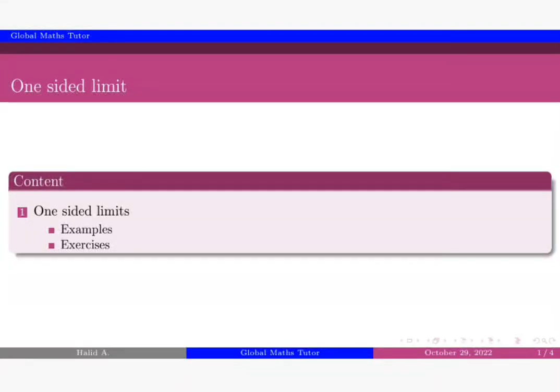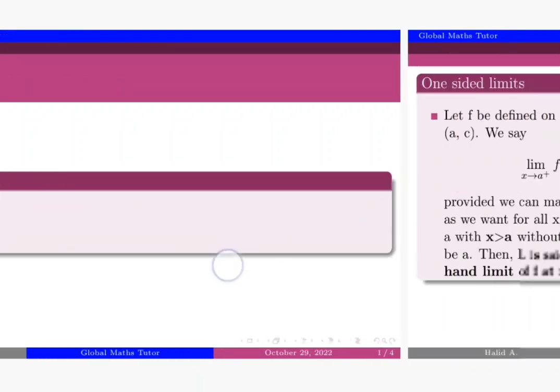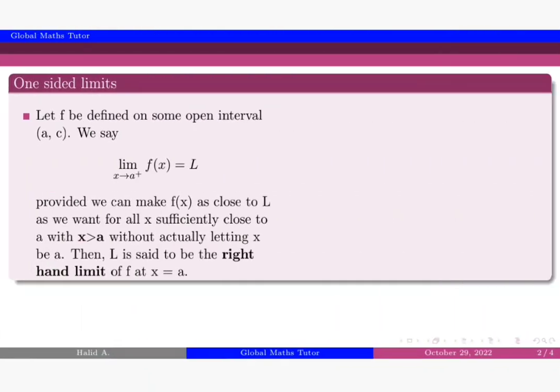Okay, in this video we are going to see what one-sided limits are. As a definition, let f be defined on some open interval (a, c). Then we say the limit of f of x as x approaches a from the positive side equals L. We read this a plus as x approaches a from the positive side.